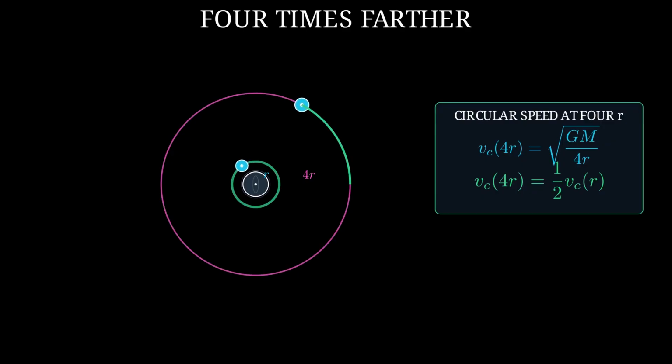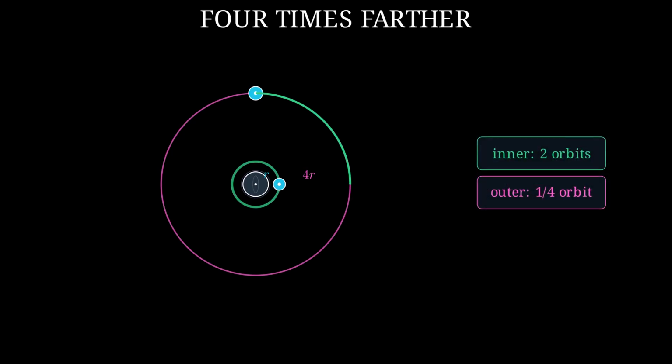The inner probe completes 2 full circles, while the outer probe advances only 1/4 of its circle. The outer circumference is 4 times longer, yet the outer speed is only 1/2 as large. A full outer orbit therefore takes 8 times as long. The same equation predicts both the shorter velocity arrow and the slower orbital clock. That is the transfer we wanted. The geometry and gravity now make a new prediction before the simulation runs.